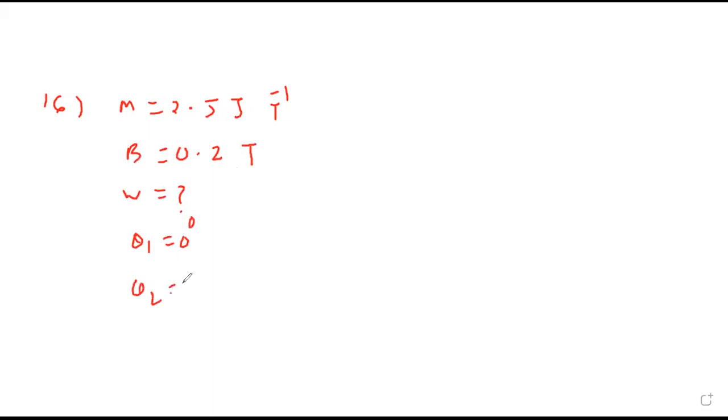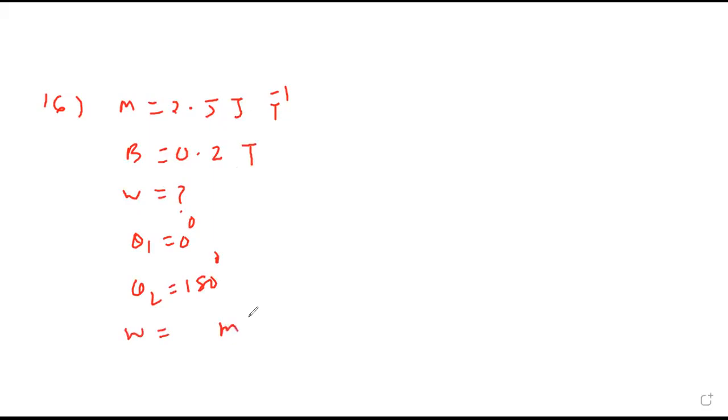16th. A bar magnet has magnetic moment of 2.5 joule per Tesla and is placed in a magnetic field of 0.2 Tesla. Work done in turning from parallel, that means theta 1 is 0 degree, to anti-parallel, theta 2 is 180 degree.